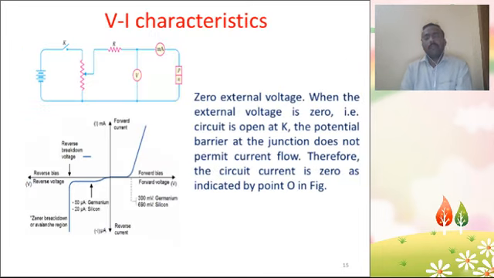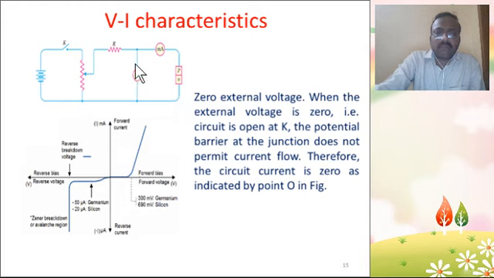Next one is the VI characteristics of the PN junction diode. This is the experimental setup of the PN junction diode. From the circuit we can plot the VI characteristics. This is a PN junction diode. We want to measure current, so we have to connect an ammeter in series. We have to measure the load current and load voltage, so connect the voltmeter across the load resistance.